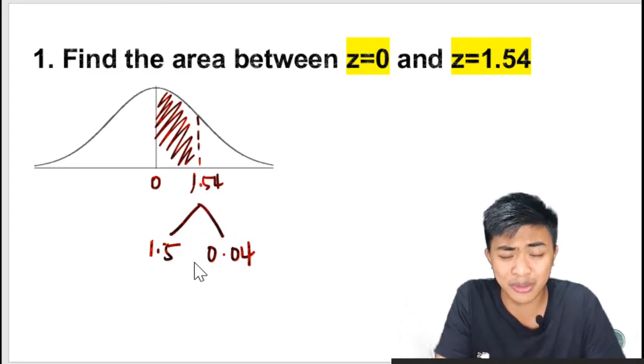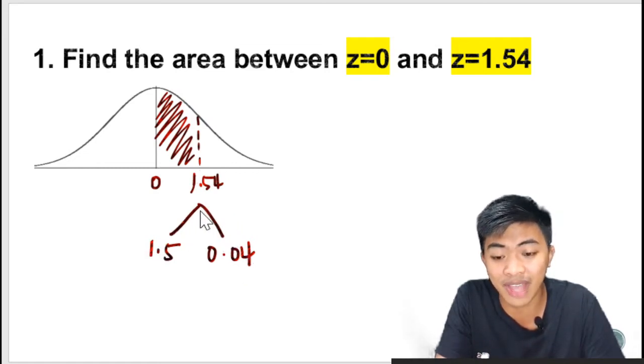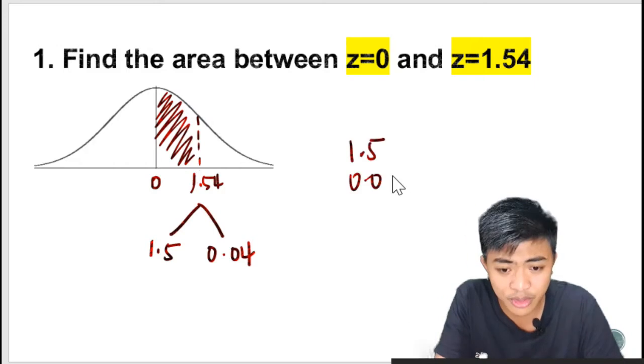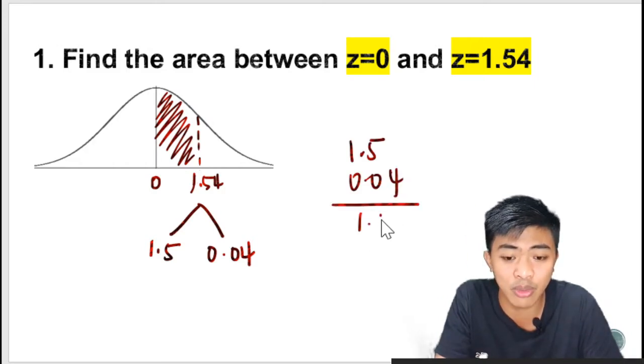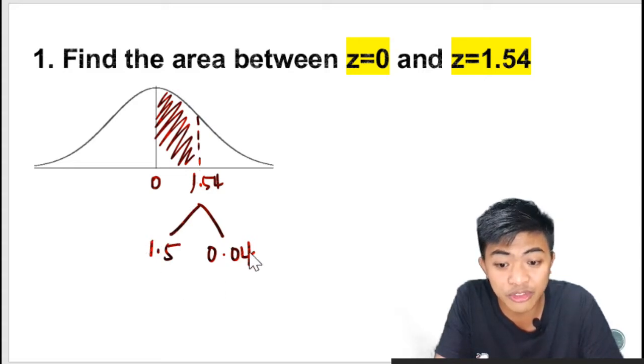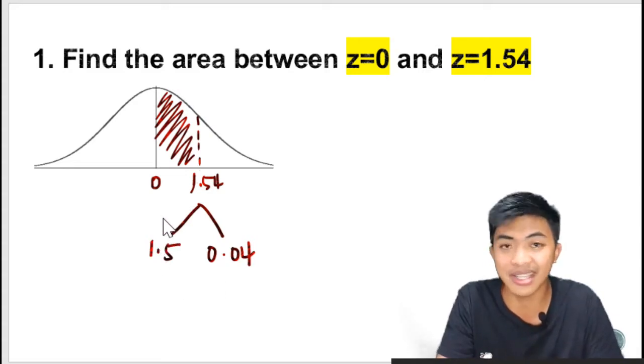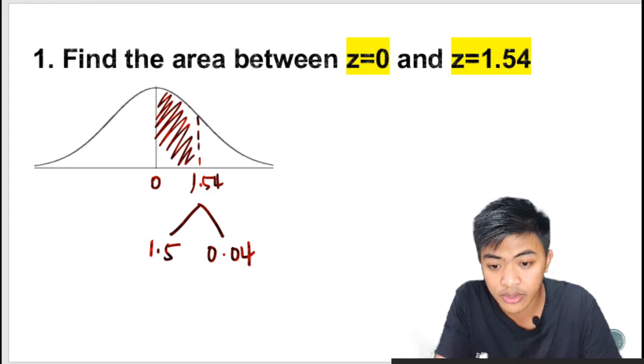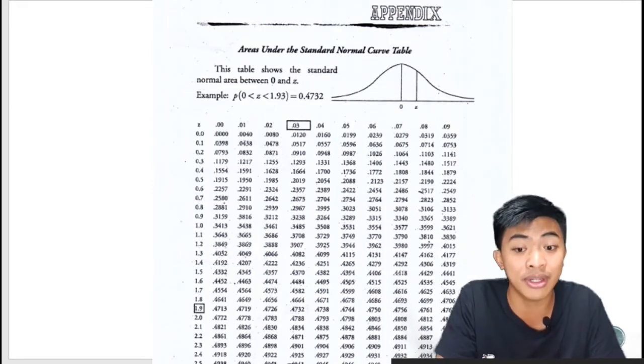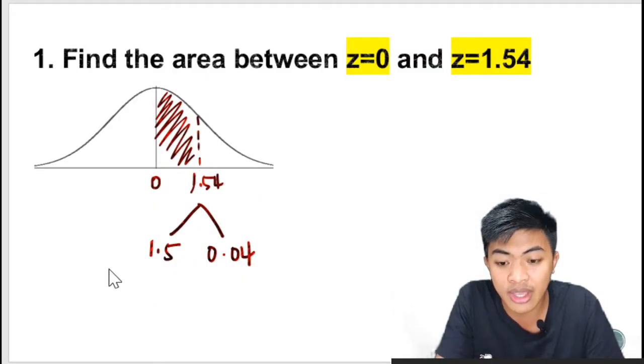If we are going to add them, the result should be 1.54. So I hope you already know why I broke this down to two parts. We have 1.5 and 0.04. If we're going to add it, the result should be 1.54, okay? So after that, we're going to look for this in the tables under the normal curve. So that is the table under the normal curve. And here we have here 1.5 and 0.04.